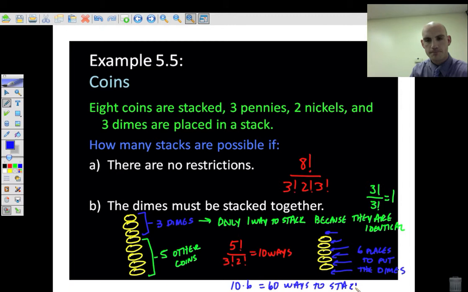Okay, a little bit tricky there, guys, but all we did was use the counting principles of accounting for repeat objects and figure out logically where we could possibly put that restricted stack.